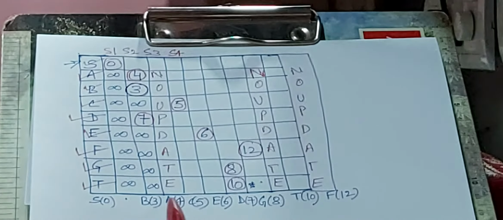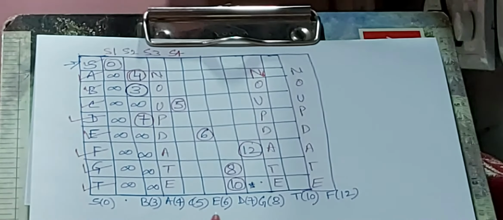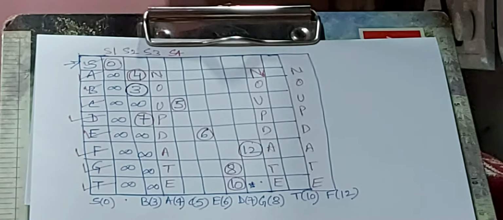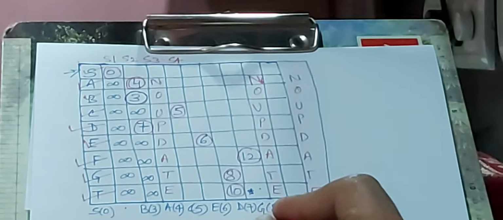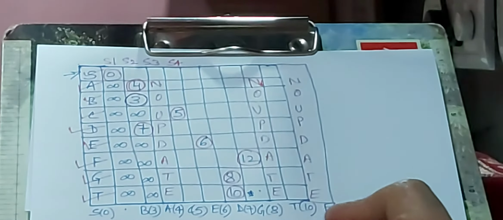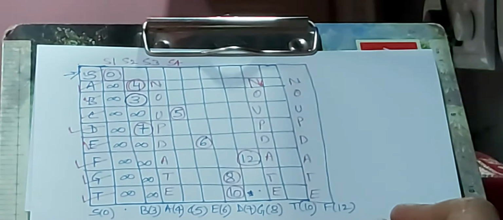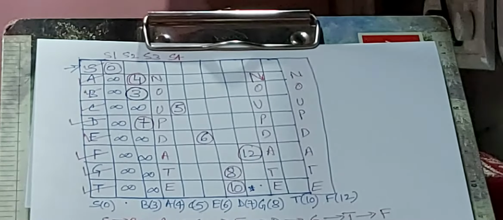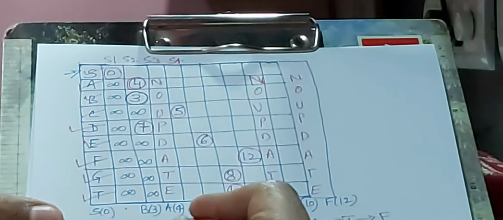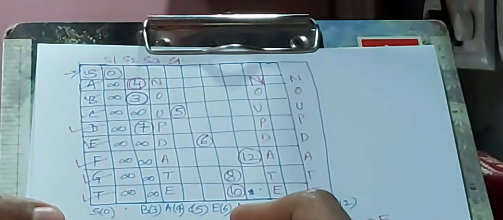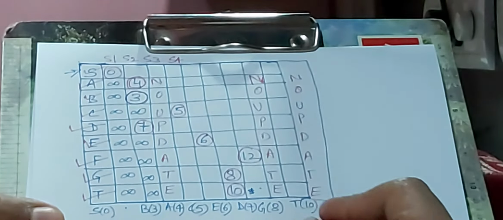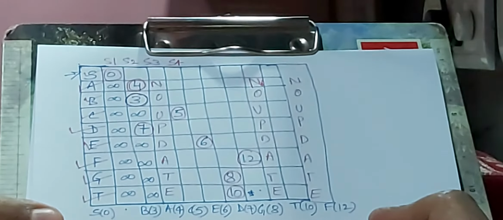So in this sequence only you have to write. You cannot say write A first, B later and C after that. You cannot change the sequence. So what is the sequence you have reached? S to B, B to A, A to C, C to E, E to D, G, T and F. So that is 0, 3, 4, 5, 6, 7, 8, 10 and then 12.